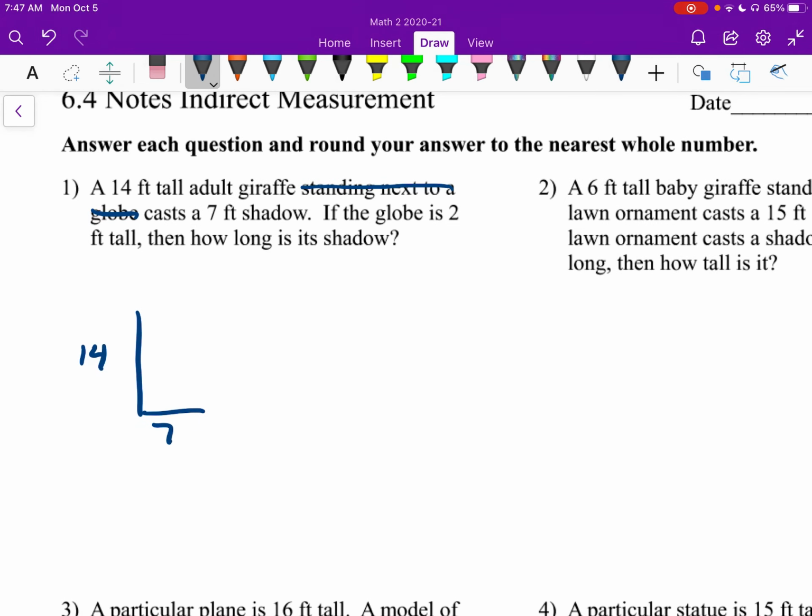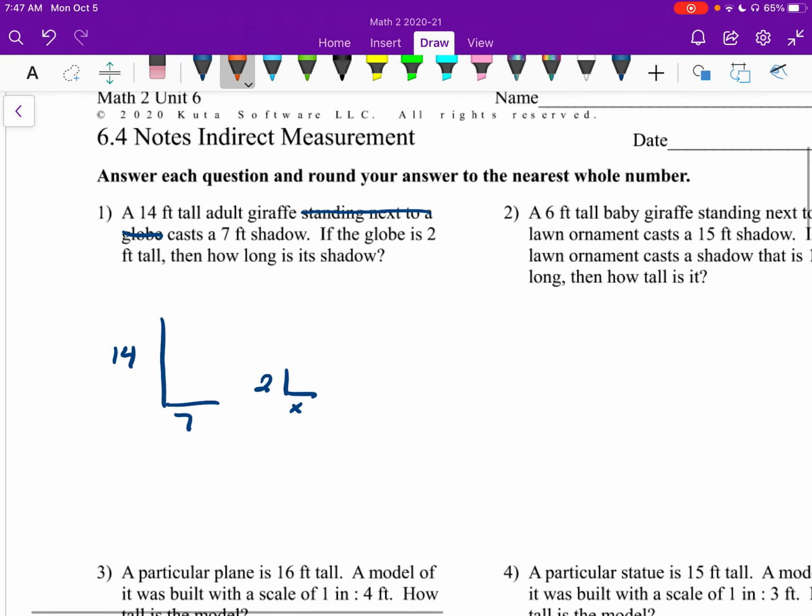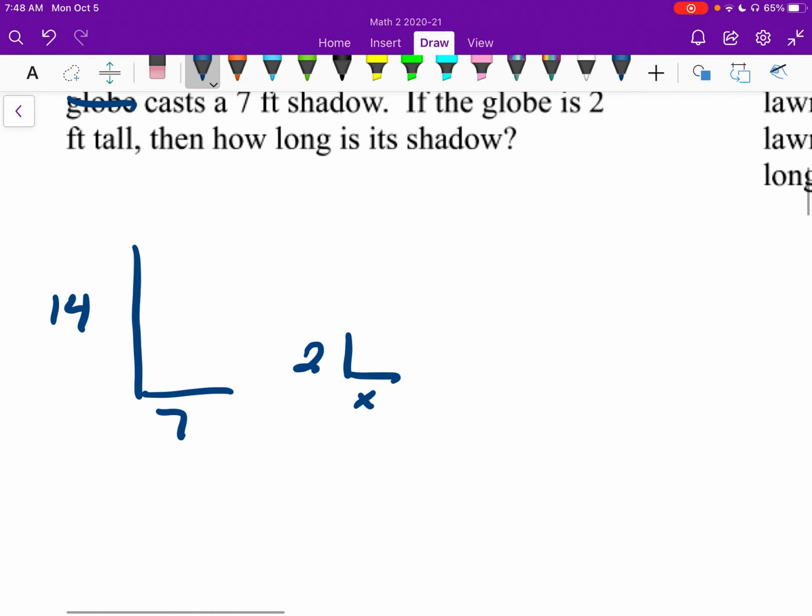The globe is 2 feet tall. How long is its shadow? So over here we've got the globe. It's 2 feet tall, and we have its shadow. We're going to call it x. Now here we could imagine that the people are standing up at right angles, because hopefully they're not slouching.